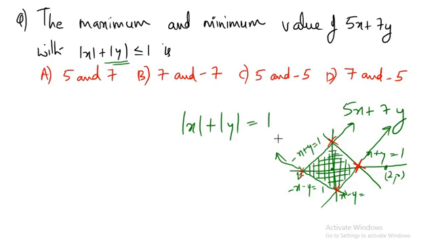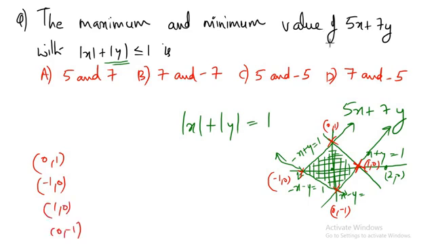So in this case you can see we need to find these points exactly where these lines are touching. So you can see this is the point 1 0, and this is the point 0 1. This is the point minus 1 0, and this is the point 0 minus 1. So we can expect the maximum and minimum values at these boundaries. So if you write down all the points 0 1, minus 1 0, 1 0 and 0 minus 1, and find the value of 5x plus 7y, you can get the answer.